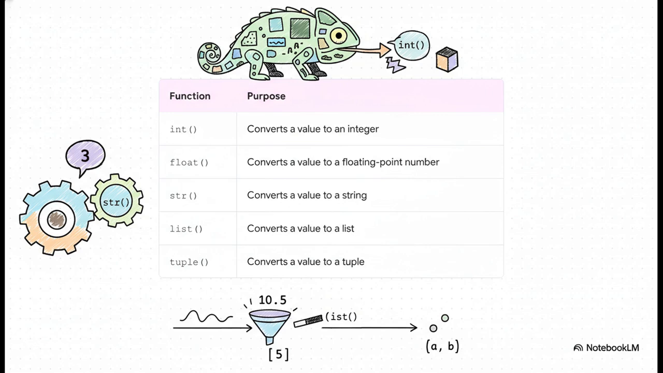Luckily for us, Python gives us a really simple set of tools for this. There are these built-in functions that let you convert data from one type to another. Need to make sure something's a whole number? Use int. Need to turn a number into plain text? Use string. It's a really powerful way to keep your data flexible.